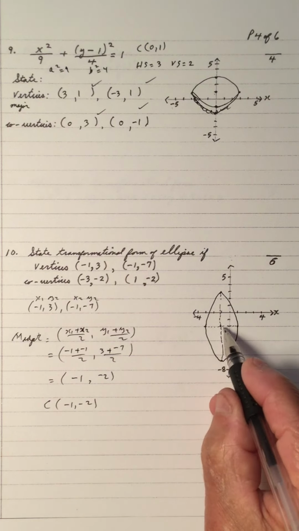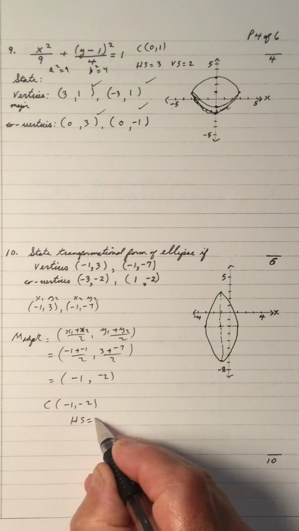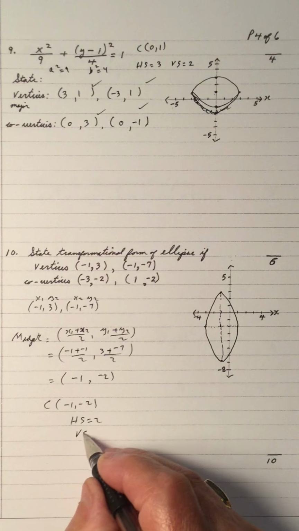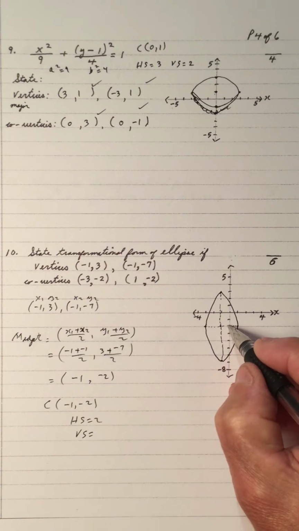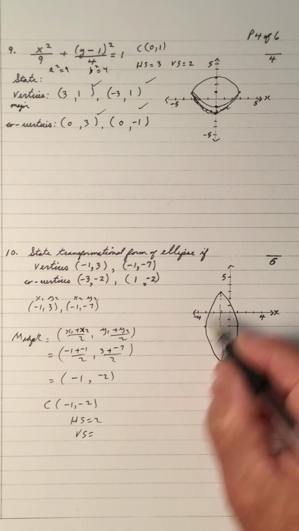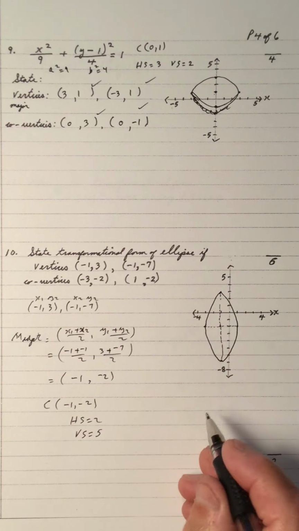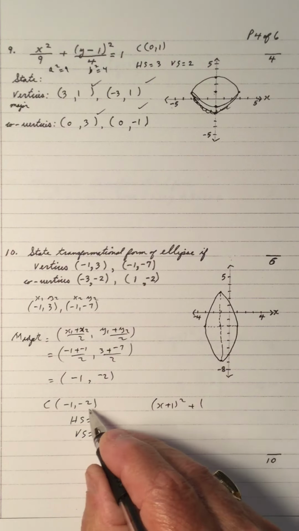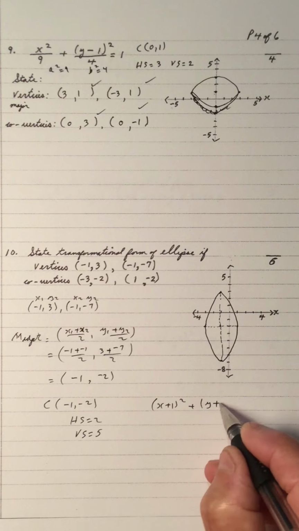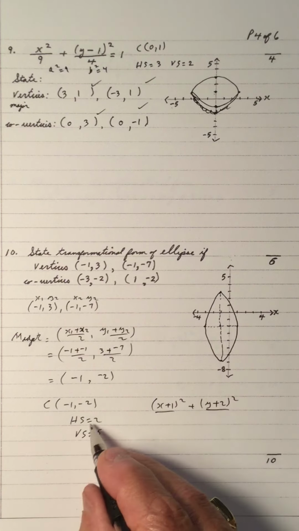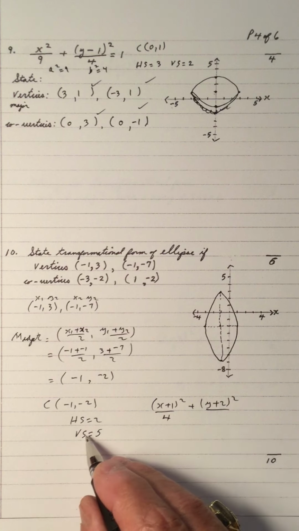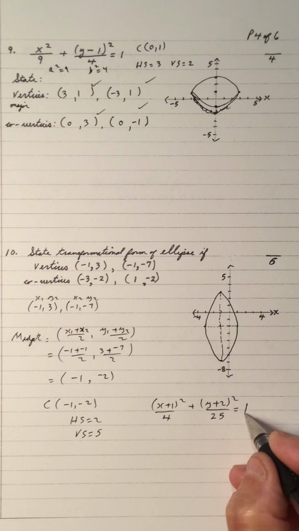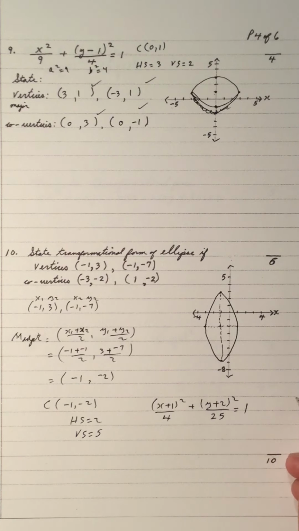And the horizontal stretch is 2, because it's 2 right, 2 left. And the vertical stretch is, and you see, 1, 2, 3, 4, 5. And so the equation is the opposite, x plus 1 squared. Opposite of minus 2 is y plus 2 squared. And the horizontal stretch is 2, so we have the squared. And the vertical stretch is 5, which is with the y, so we have the square 25. And we get equals 1. The transformation form has to be equal to 1.